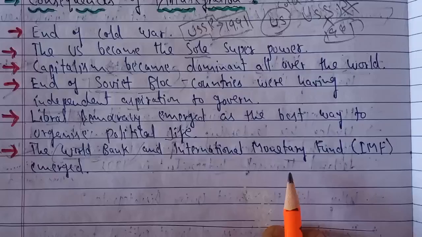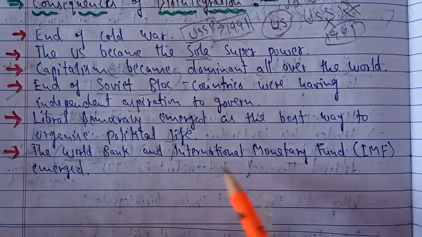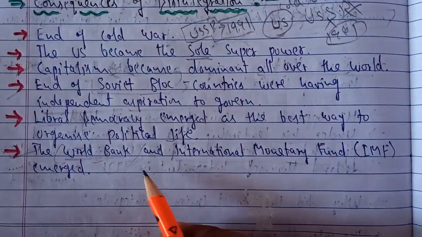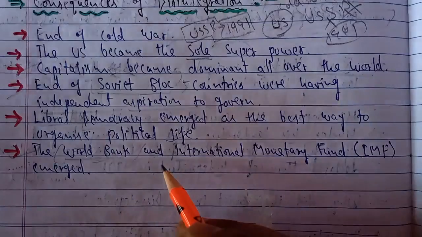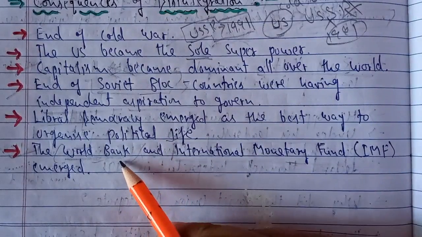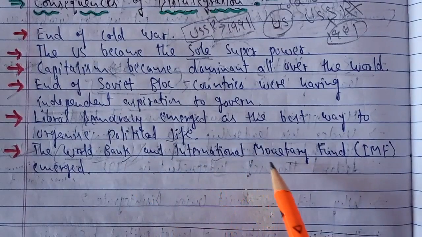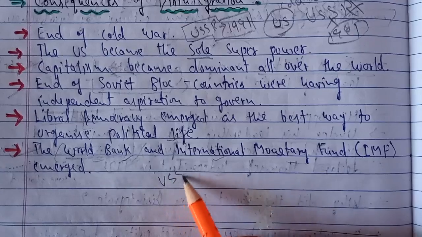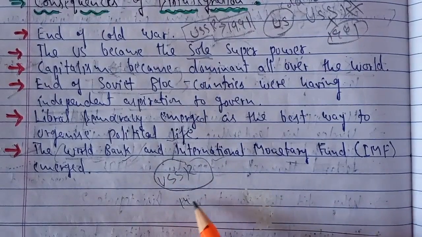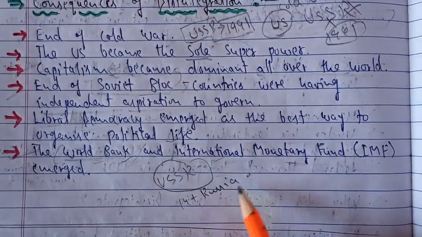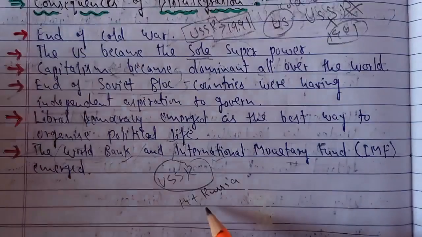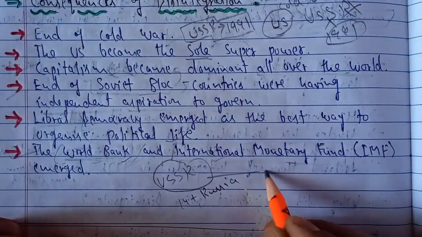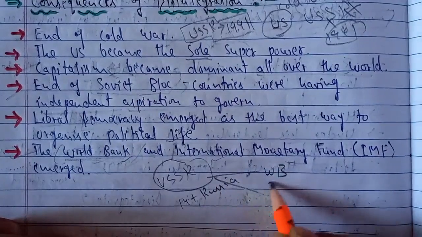Now the other important content you can see here is that the World Bank and International Monetary Fund (IMF) emerged at this moment when there was a disintegration or collapse of USSR. At this moment, these two international organizations emerged as a helping hand to the countries which disintegrated from USSR. As we know, USSR was a group of 14 countries plus Russia. So when they disintegrated, all these countries became independent. So the helping hand was given by World Bank and IMF.